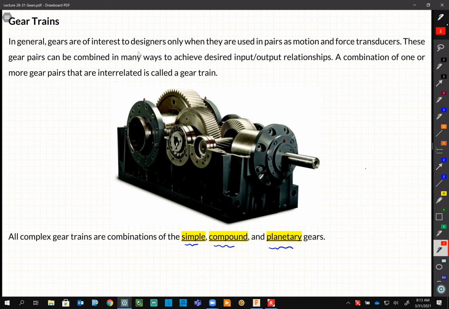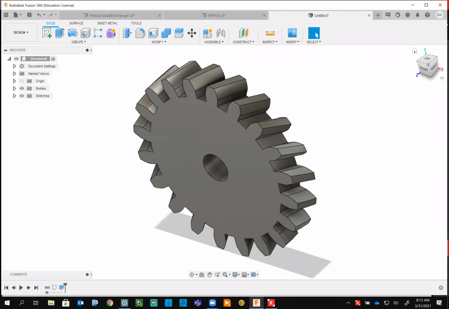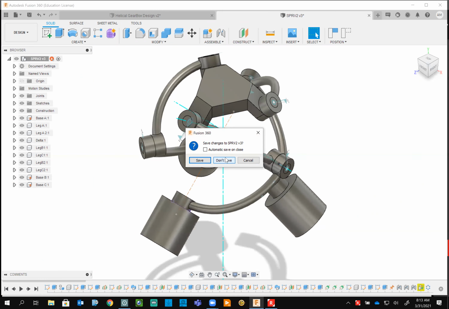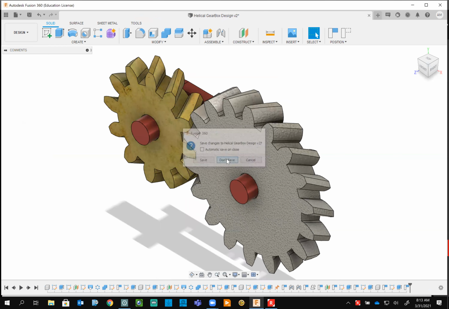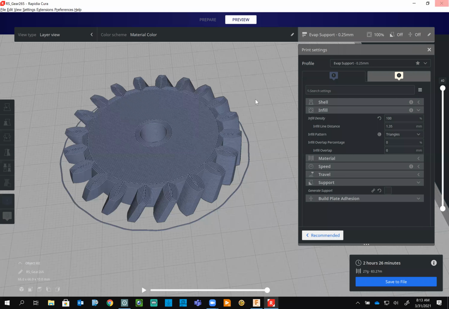Okay. So in that case, let me close this software. Do not save. Thank you. And close this software.